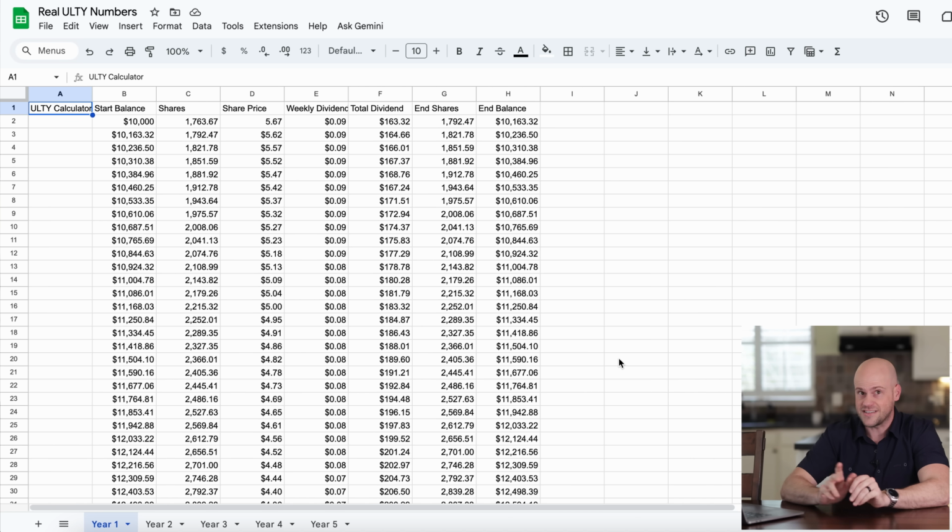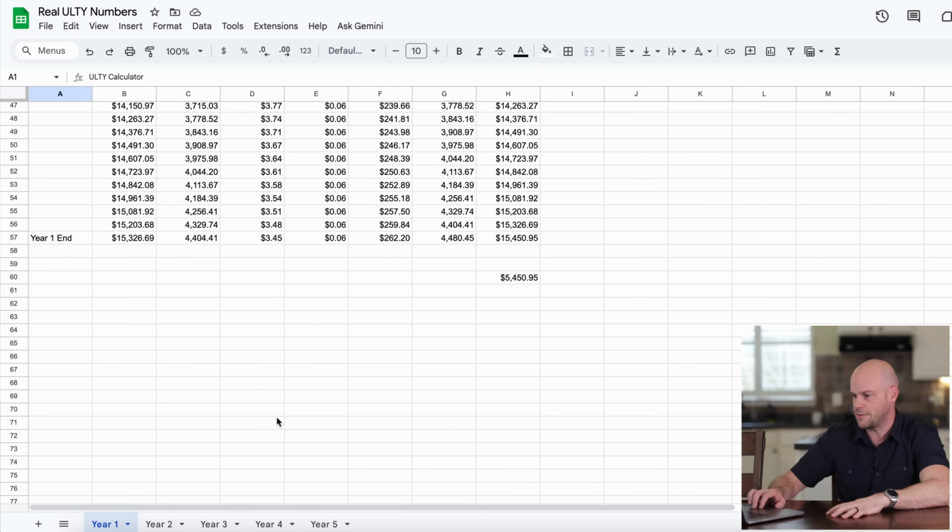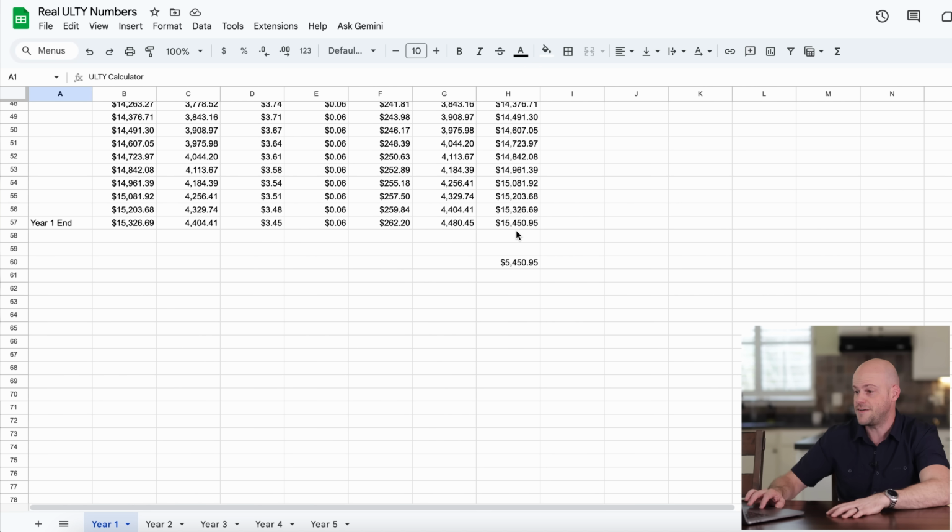All right, so I created this and called it Real ULTY Numbers. You can see at the top here, we start with a balance of $10,000. I wanted to break this down week by week. I wanted to go really detailed with this whole thing. When we start off with $10,000, you can see each week the share price is going down. And so right now, we're coming down to the bottom of the first year. You're looking at a balance of $15,450.